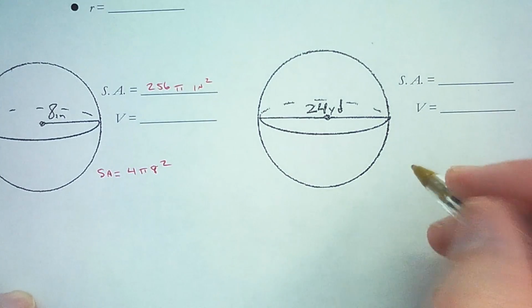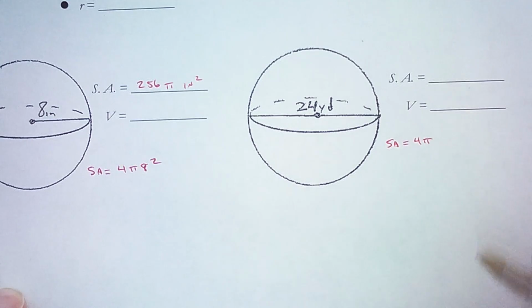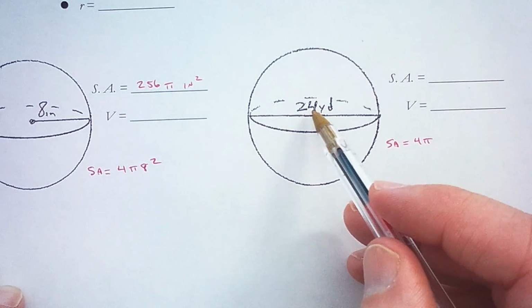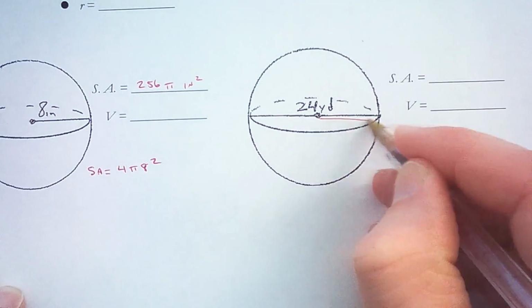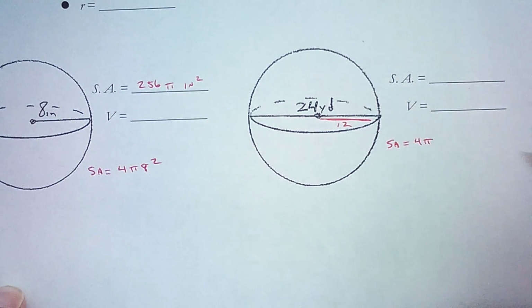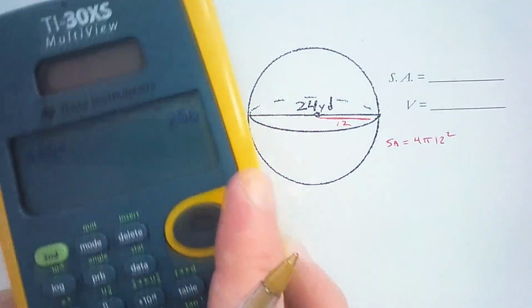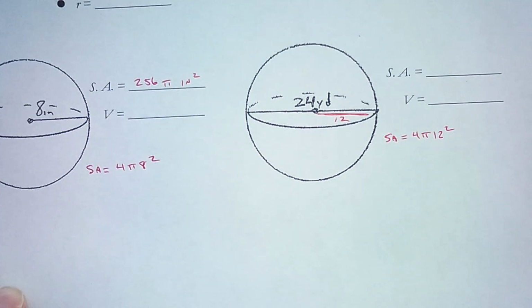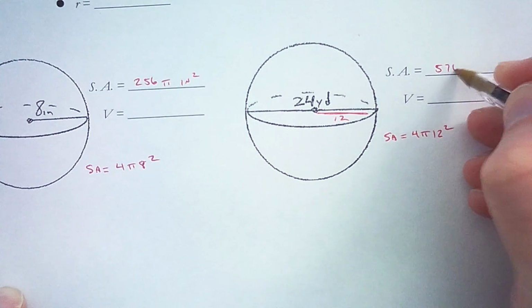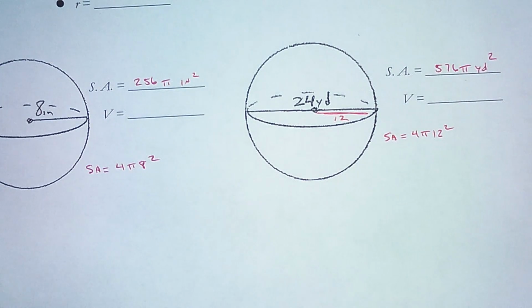Okay, now for our next sphere, we have surface area is 4 pi r squared. Now this right here, this 24, this is all the way across. That's a diameter, which means the radius is half of that. The radius is 12 yards. So 4 pi 12 squared. So 4 times 12 squared will go in our calculator, and that's 576. So we have a surface area of 576 pi yards squared.